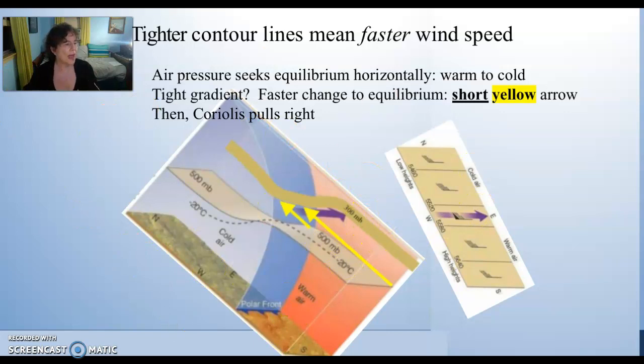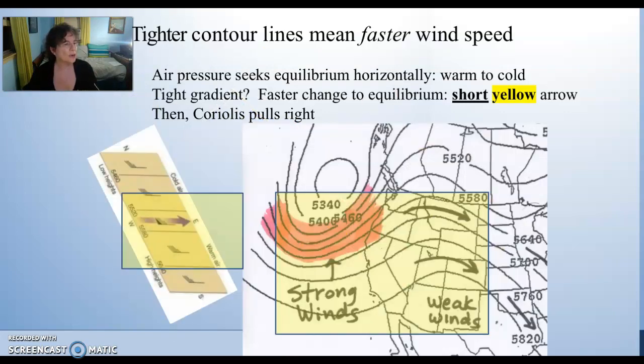And I also wanted to bring in the upper level map again to show you that when the gradients are tight, you're getting strong winds right in through here. In fact, I have the meters here, 5,580, 5,520. They're right along in here. Really tight gradients in here and strong winds.